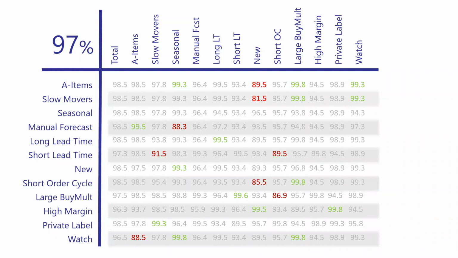It's great to be able to look and say, hey, here are my great performers, the red are my poor performers. I can focus on those sectors, new A items, new slow movers, short order cycle, short lead time items, which by the way, everybody misses on that combination of short order cycle, short lead time. Find those items and see what you're hitting. We guarantee you're probably not hitting what you thought. This is what we want you to see.